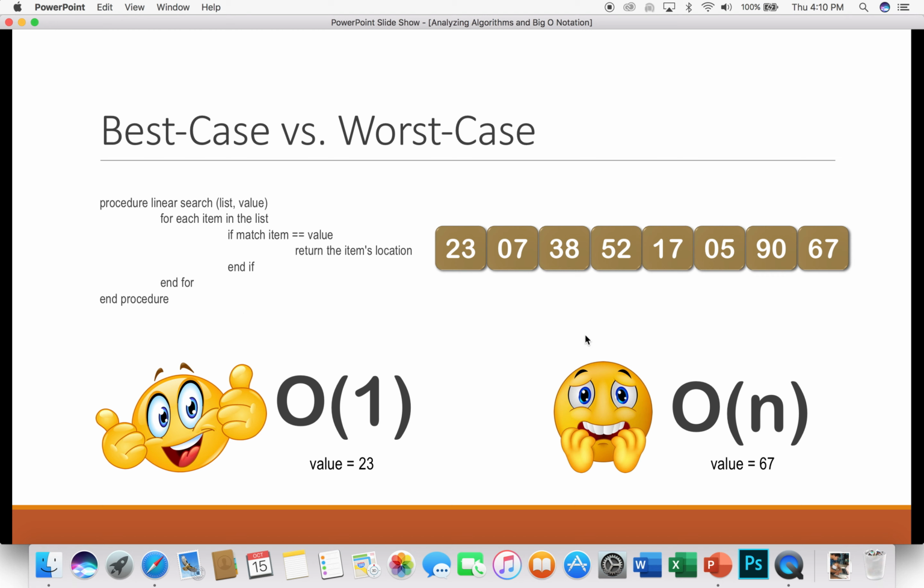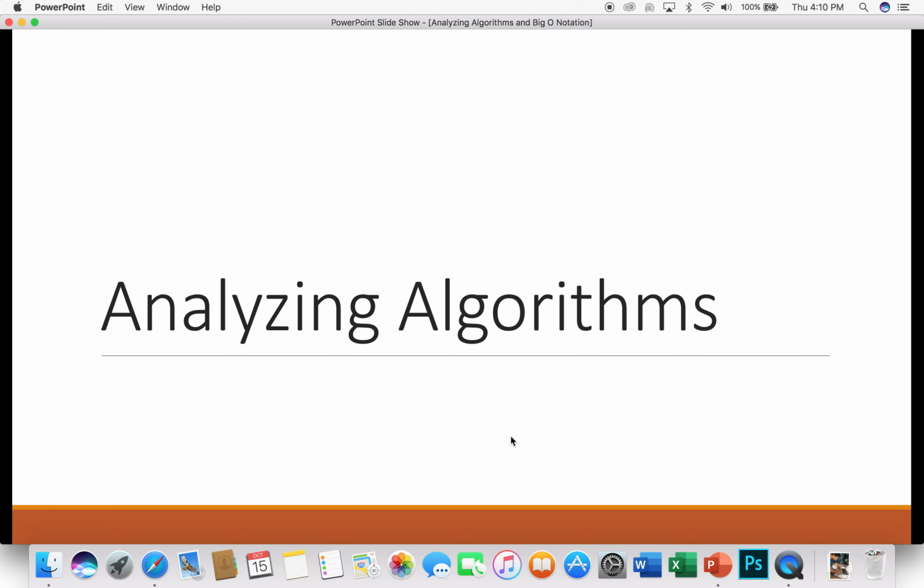Every algorithm natin, we always have the best case and then the worst case. So, that is how we analyze algorithm. Okay? So, hope you understand.